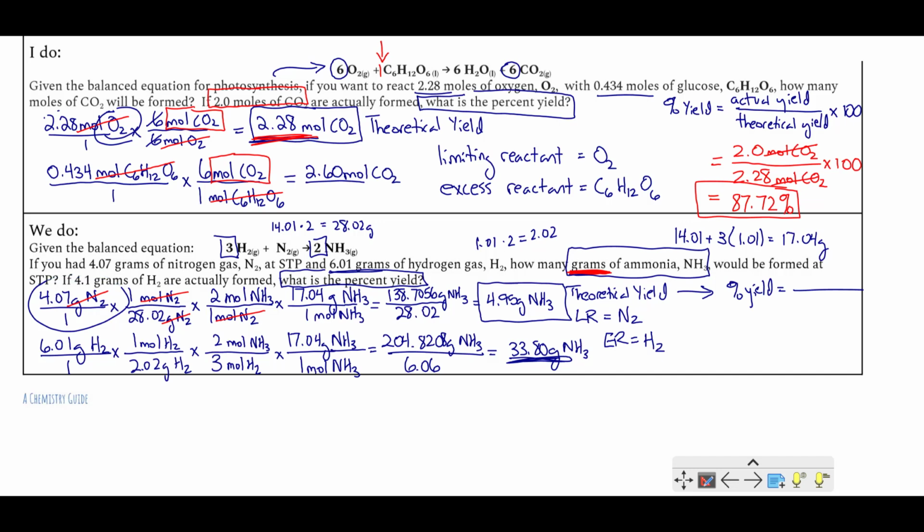Here we go. Here's the actual yield, is 4.1 grams. So I'm going to put that in. And the theoretical yield is 4.95 grams. Don't forget to multiply by 100 to finish this out. But when you plug those numbers in a calculator, you're going to get 82.83%. And that's the end of this problem.